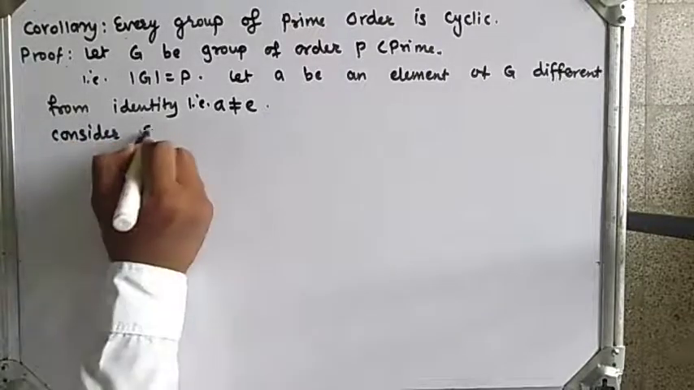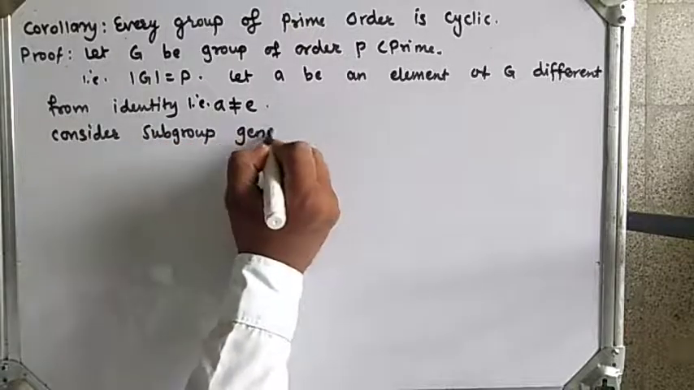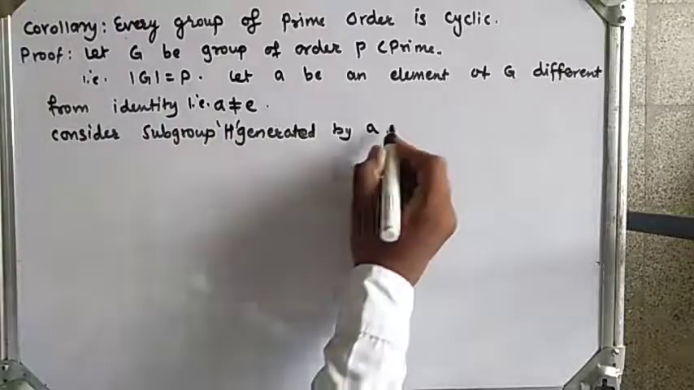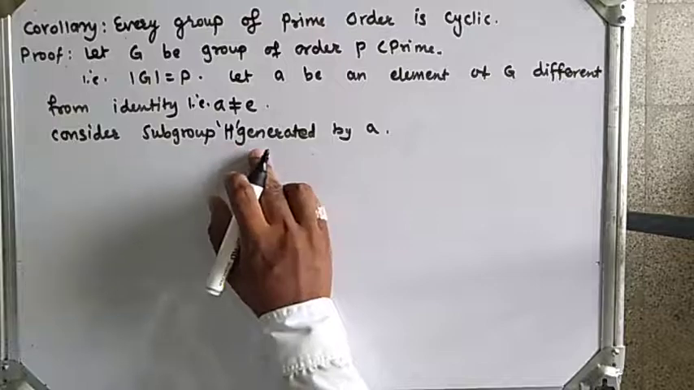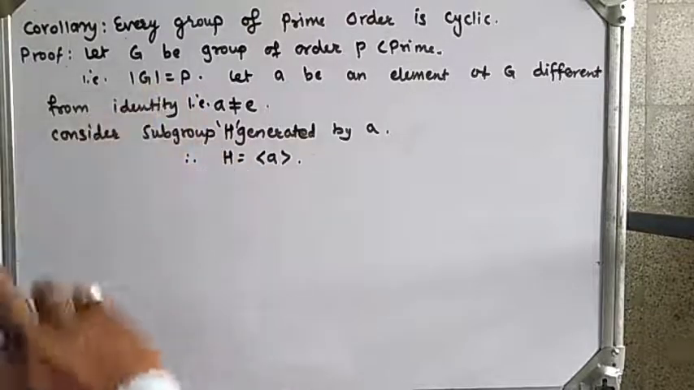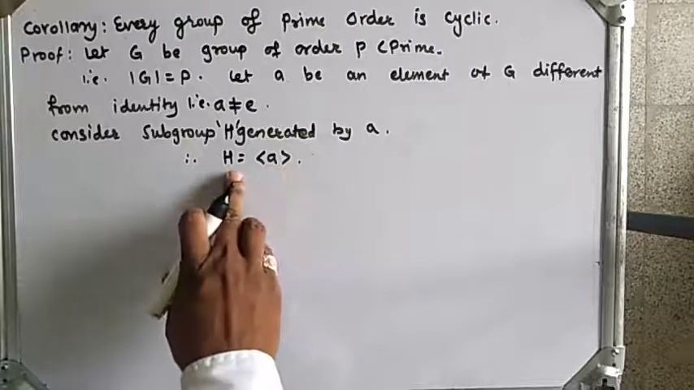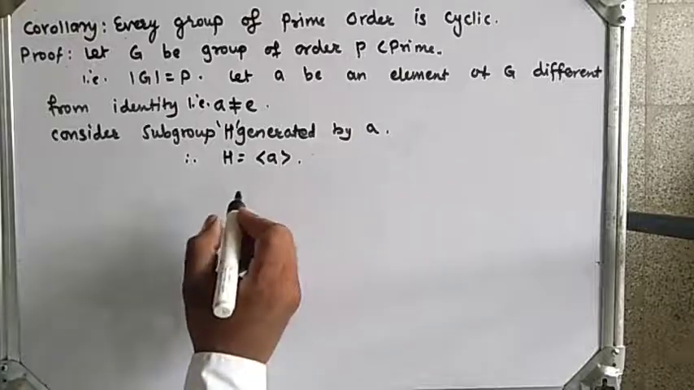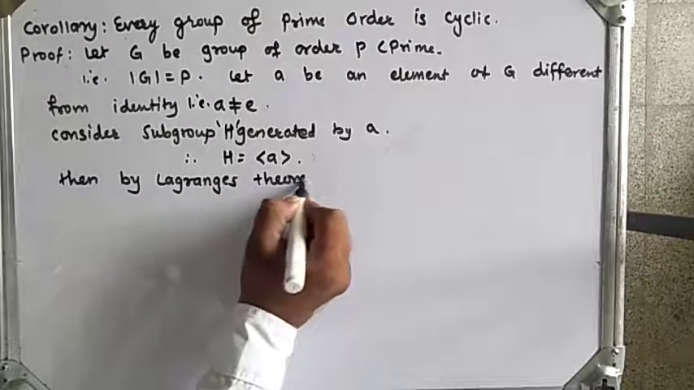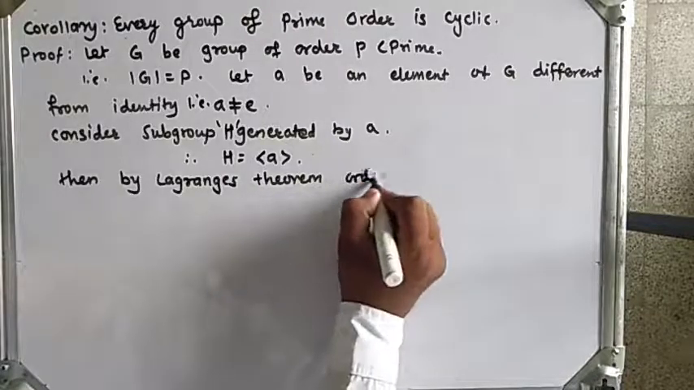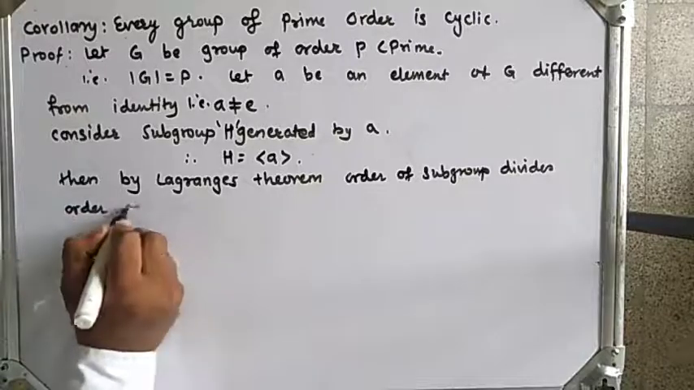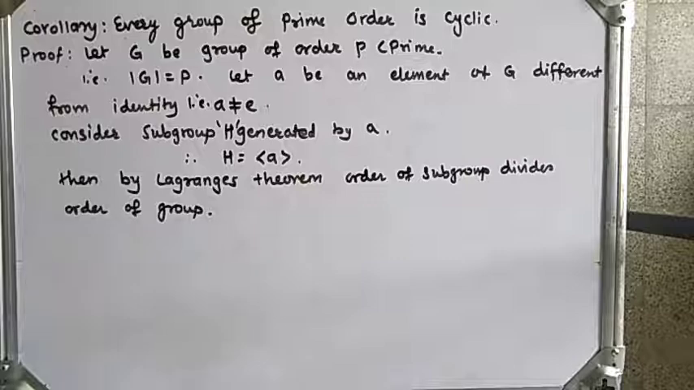Consider the subgroup H generated by A. Therefore H is equal to the generator A, and H is a subgroup of group G. Then by Lagrange's theorem, the order of a subgroup divides the order of the group.